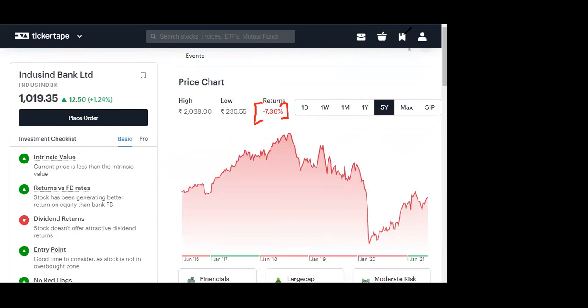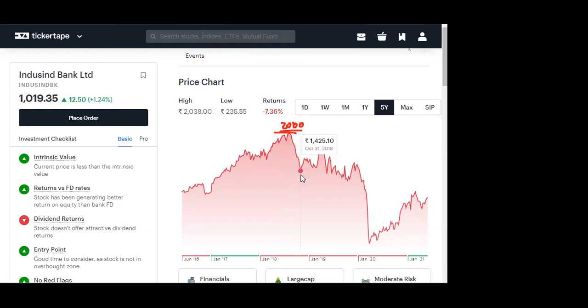Loss. Got it, right? So suppose someone bought the share here in August 2018. What was the price? 2000 rupees, yes or no? 2000 rupees. And it fell down up to this point.